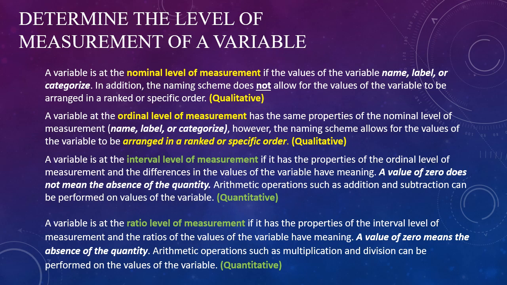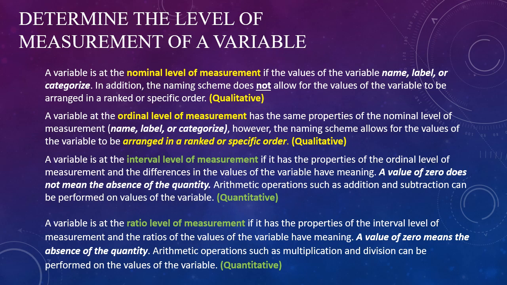So a variable is at an interval level. Again, it has those same properties, name, label, or categorize. And the differences in the values of the variables have meaning. Here, a value of 0 does not mean the absence of a quantity. Arithmetic operations, such as addition and subtraction, can also be performed on these values.